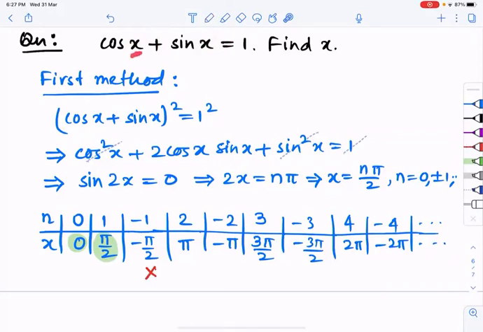x এর জায়গায় পাই বসালেও not a solution. So এই যে সলিউশন গুলো পেলাম তারা ইকুয়েশনকে স্যাটিসফাই করছে না. These solutions are not satisfying the equation. Only some of them are satisfying. Let us check the another one. These are not satisfying. Let me use this ink.